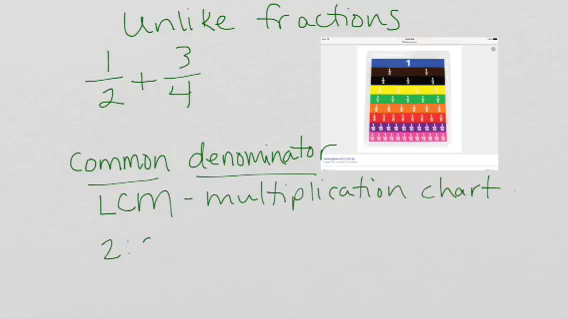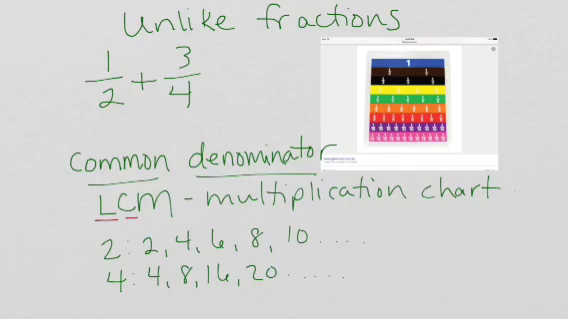So the multiples of 2: 2, 4, 6, 8, 10, and so on forever. The multiples of 4: 4, 8, 12, 16, 20, and so on forever. And I see that I have some common multiples. The least common multiple is 4. So what that tells me is I'm going to turn both of these pieces into fourths.